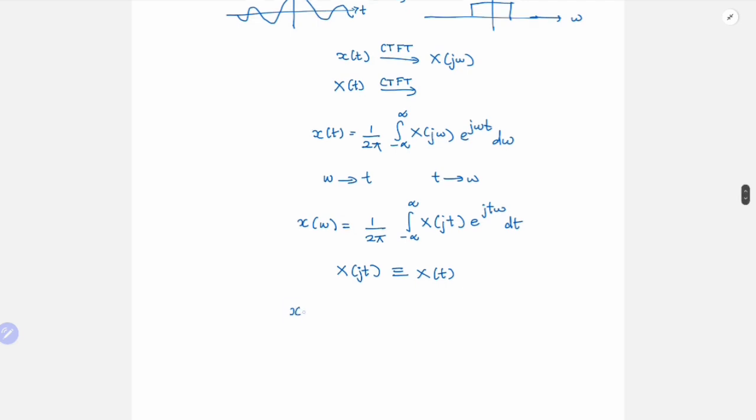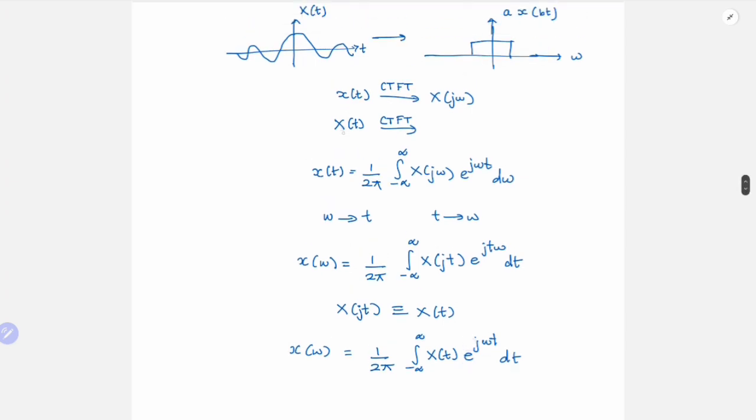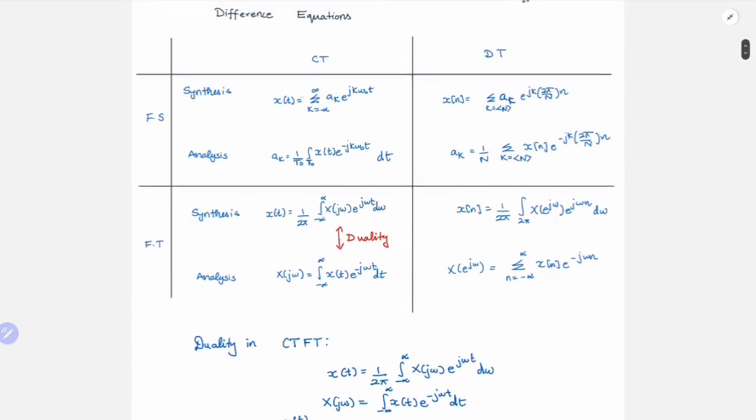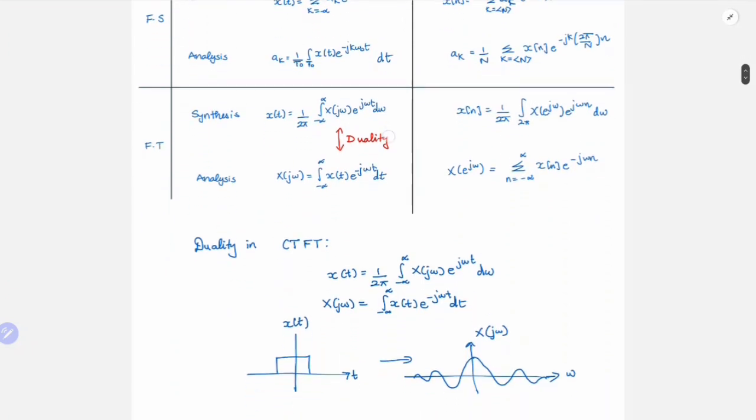So if I replace with x of t, I can write it as x of omega equal to 1 over 2 pi integral minus infinity to infinity x of t e power j, I'll just exchange them, dt. So now I want to find the continuous time Fourier transform of x of t. So if this is something of the form of my continuous time Fourier transform, let's say, where is it? Yeah, this equation, I have this, and here I have minus j omega t.